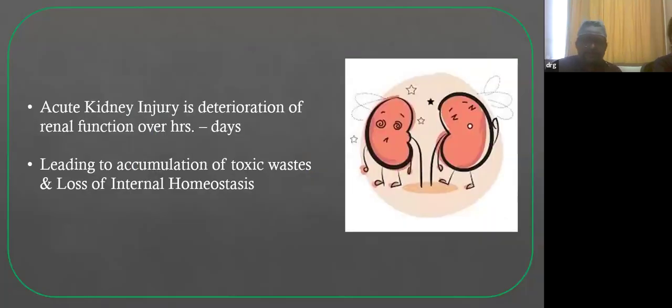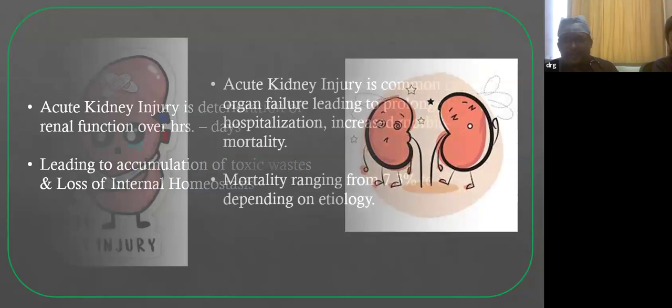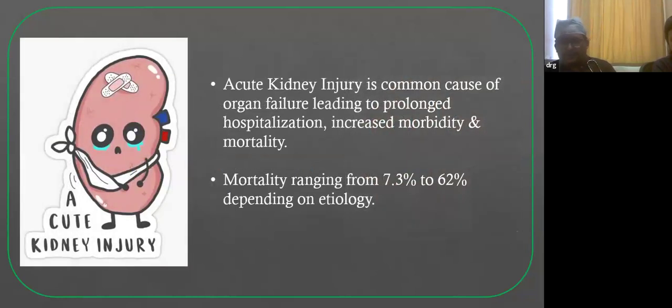Starting with acute kidney injury, it is a deterioration of renal function over hours to days, leading to accumulation of toxic waste and loss of internal homeostasis. Acute kidney injury is a common cause of organ failure in patients who survive the initial insult after trauma, and it is associated with poor outcome, high mortality rates, and increased morbidity. The mortality ranges around 7.3 to 62% depending upon the etiology.